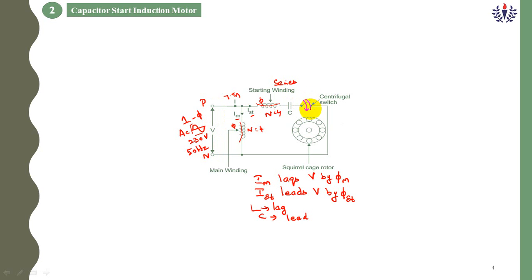You have to open the switch. Once you open the switch, the capacitor will be discharged, meaning it is removed from the supply, and the starting winding is also removed. Both the capacitor and starting parts are removed. Now, using the main winding, the machine continues to run. So when your centrifugal switch is closed, at that time the capacitor is charging.